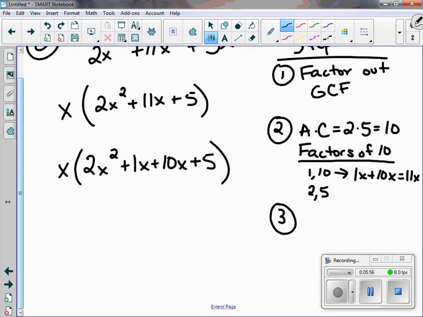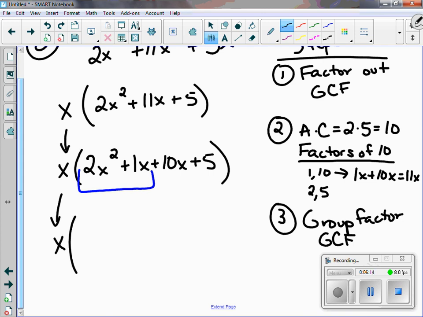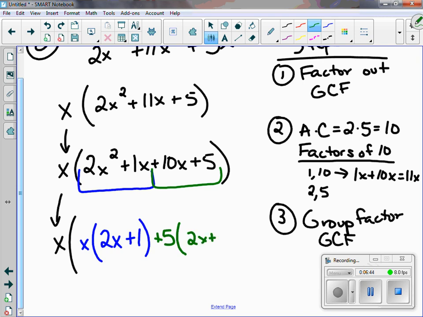Now I'm going to, on the second part, group factor GCF. So I'm going to look at the first two terms. Again, this x has to hang out the whole time. It just keeps floating down. You can't get rid of it. All right. So looking at the 2x squared plus 1x, this is just factoring out the GCF, which we just talked about. So I've got an x on the outside. Well, x times 2 gives me 2x, but I need an x squared, so there's got to be an x there. And then plus 1. So now I'm going to group factor the second portion. They have a 5 in common, so I'm factoring out the GCF, and then I'm left with 2x plus 1. Remember, if you do not get the same parentheses, you did something wrong.